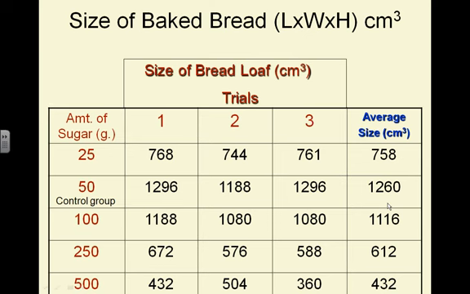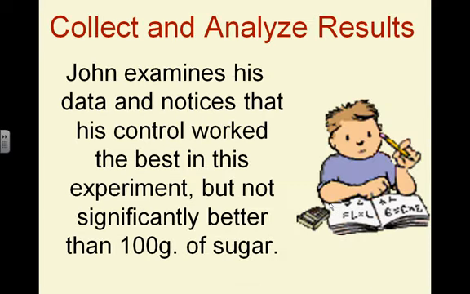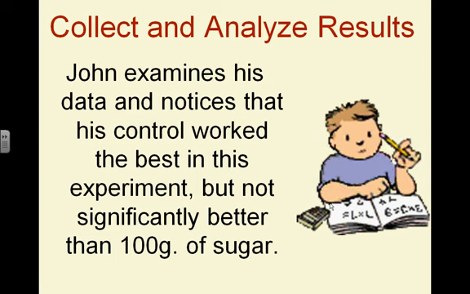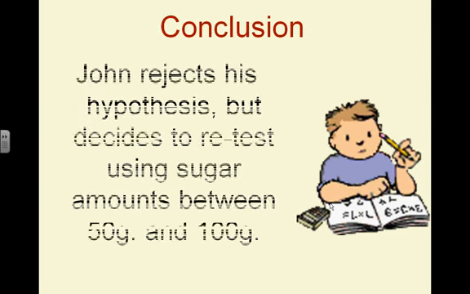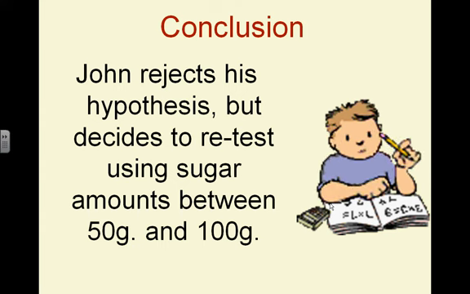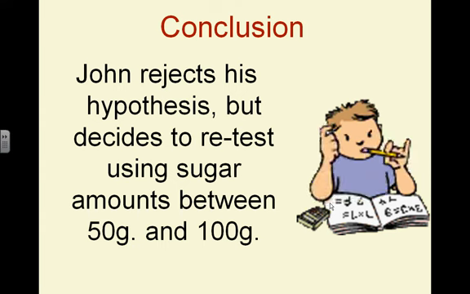So now do we accept or reject our hypothesis? Because our hypothesis said the more sugar we use, the larger the loaf. So that meant at 500 grams of sugar, we should have been expecting John to have a large loaf, but he does not. So John examines the data and knows the control worked best, but not significantly better than 100 grams of sugar. So he rejects his hypothesis.